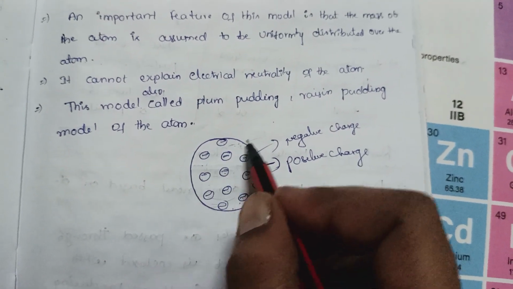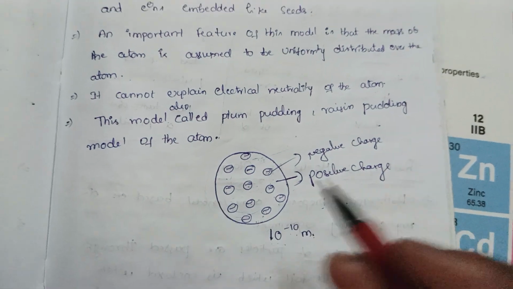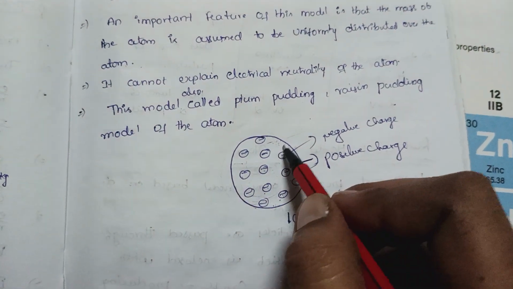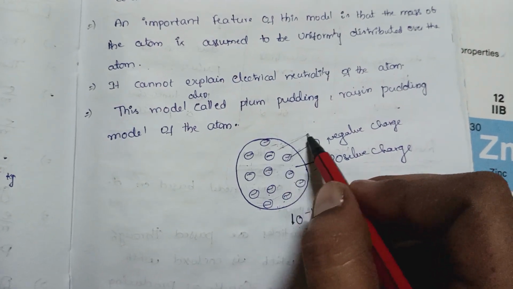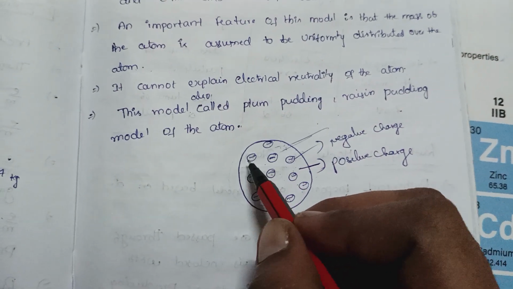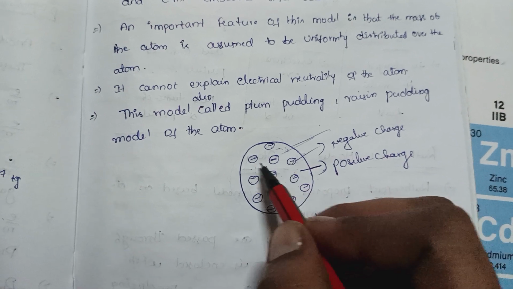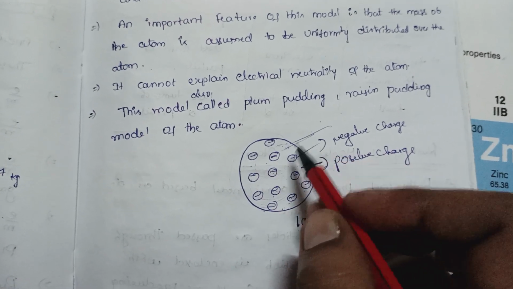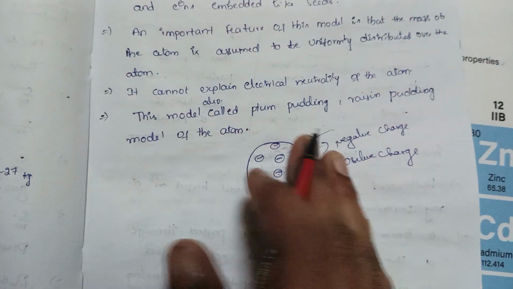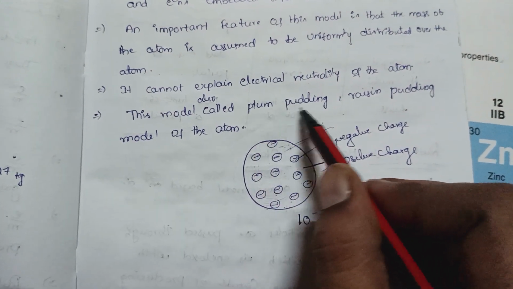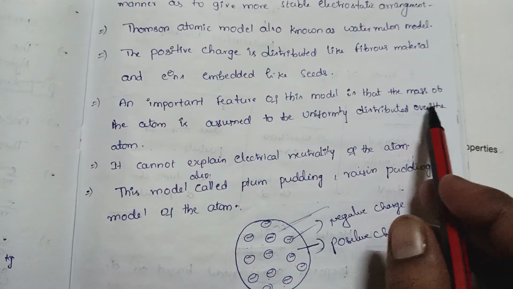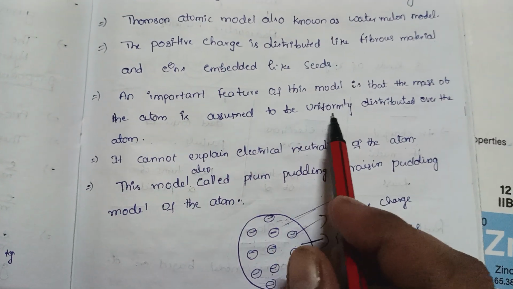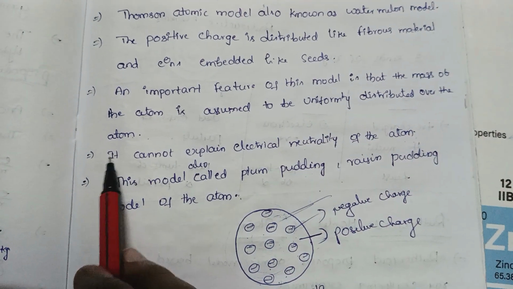It gives a more stable electrostatic arrangement. This model is also called the watermelon model. The positive charge is like the fibrous material, and the negative charge, the electrons, are embedded into it like seeds. This model is also called the plum pudding or raisin pudding model of the atom. An important feature of this model is that the mass of the atom is assumed to be uniformly distributed over the atom.